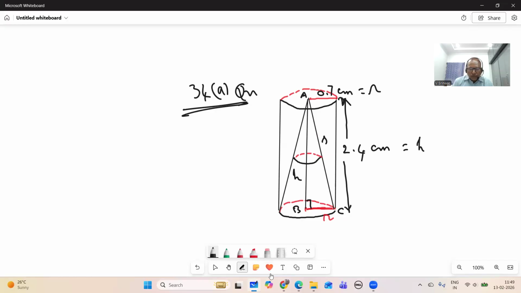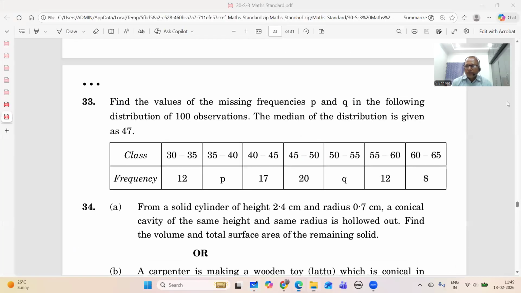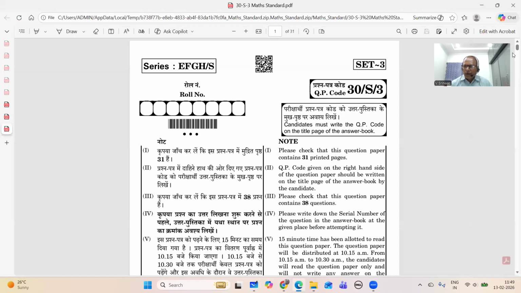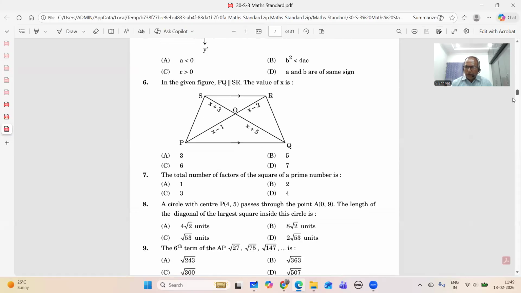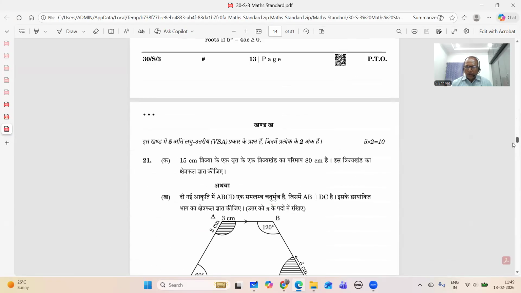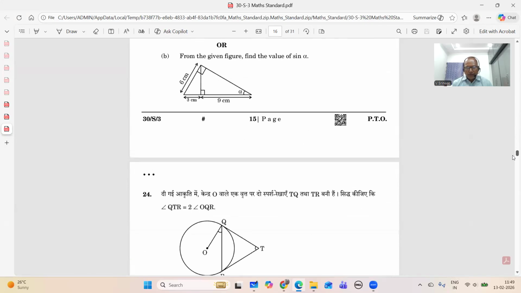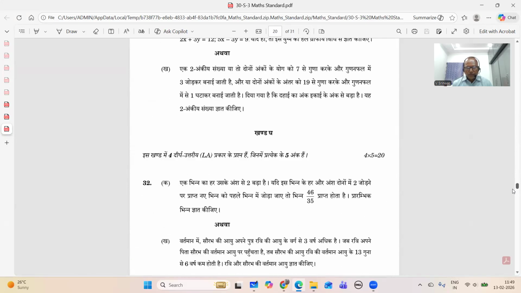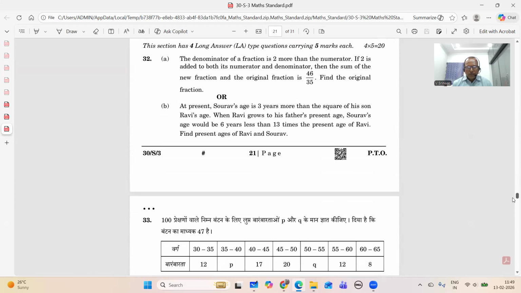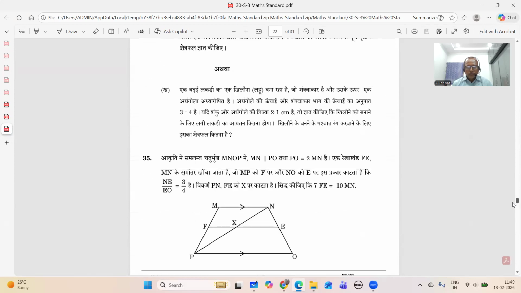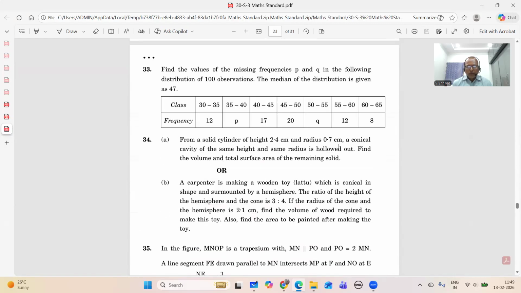Now we have to calculate volume and the total surface area of the remaining solid after carving out, right? After digging out the wood out of that cylinder. So what are we asked? Find the volume and the total surface area of the remaining solid. Out of this, a cavity is made. A conical cavity of the same height and radius is hollowed out.